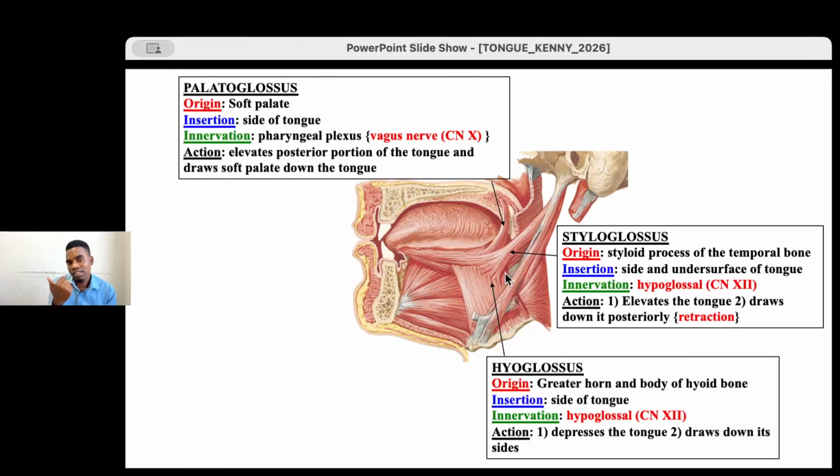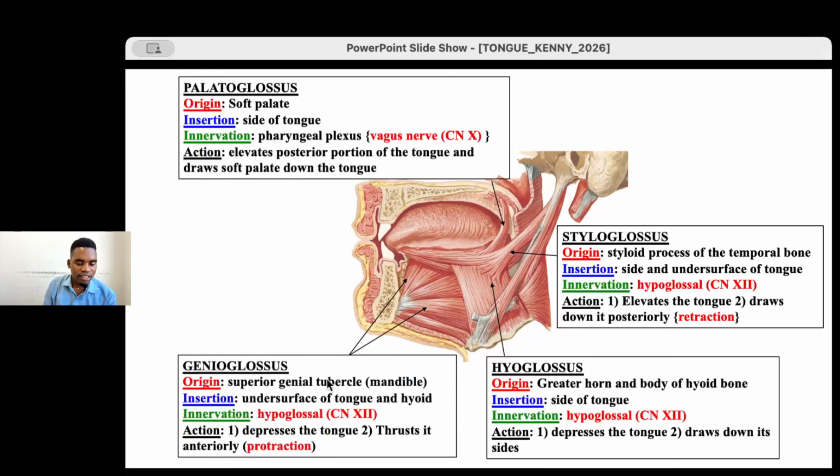It draws the tongue to the side when you want to move the tongue to the side. That's going to be your hyoglossus muscle. What's the nerve supply to the hyoglossus? All muscles of the tongue are supplied by the hypoglossal nerve, with the exception of the palatoglossus muscle, which is supplied by the pharyngeal plexus, or through the vagus nerve.